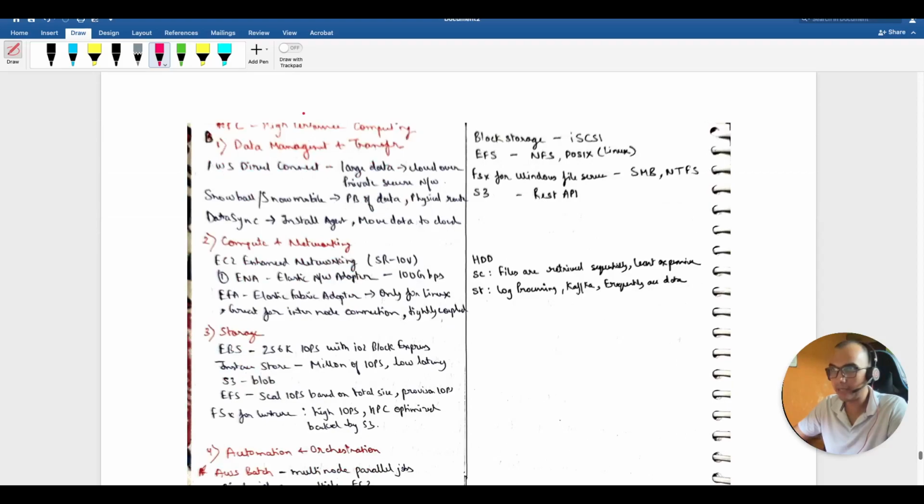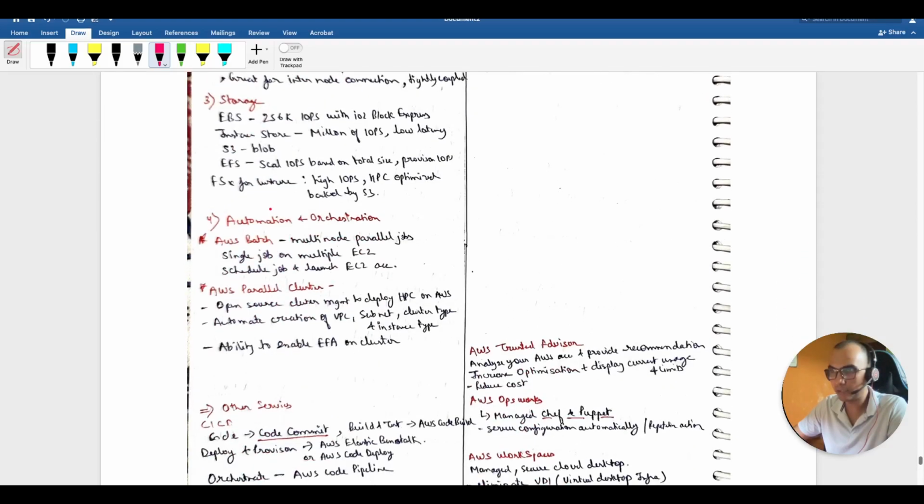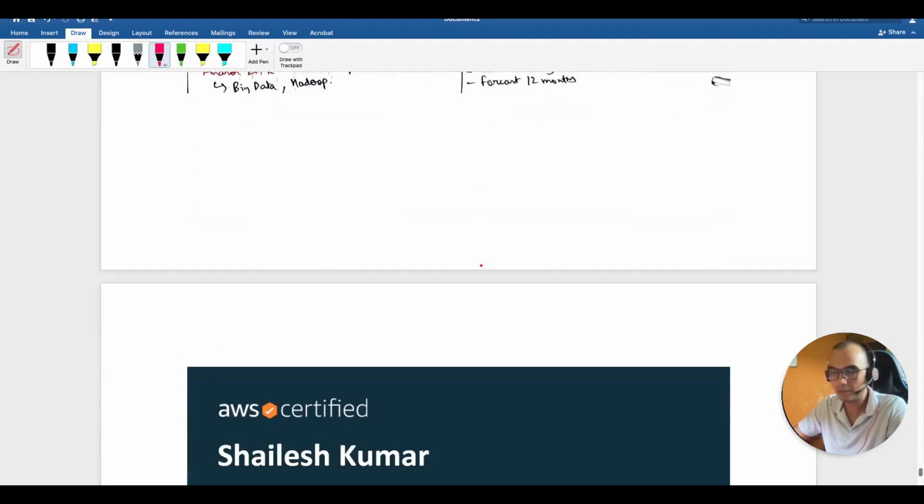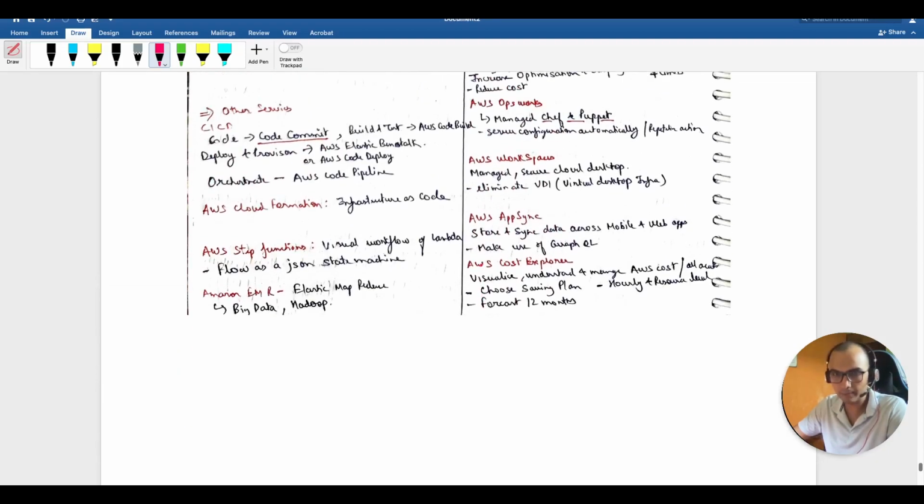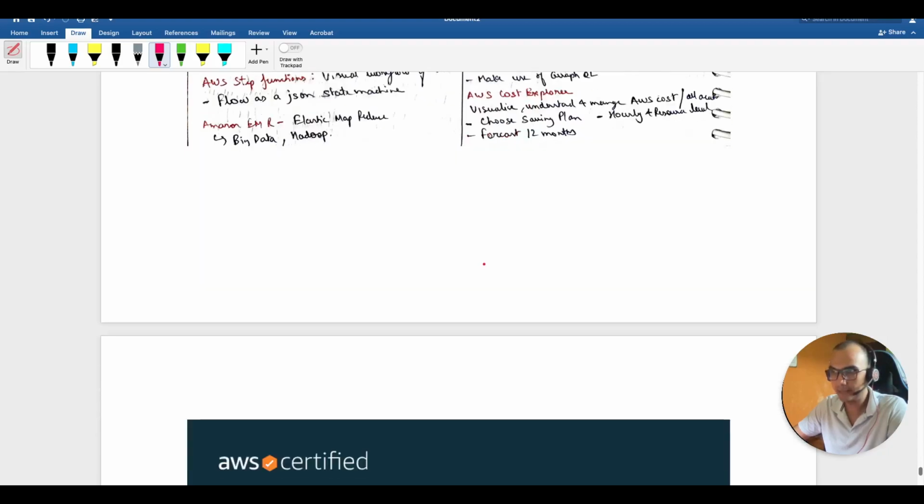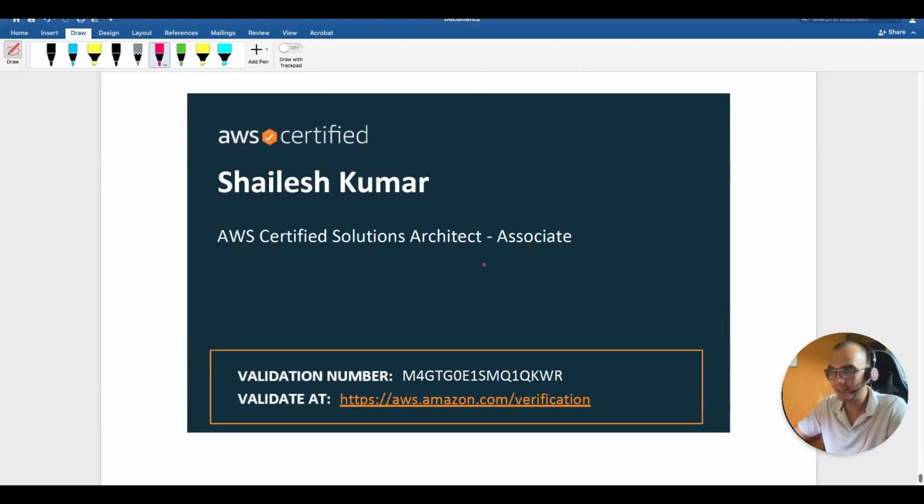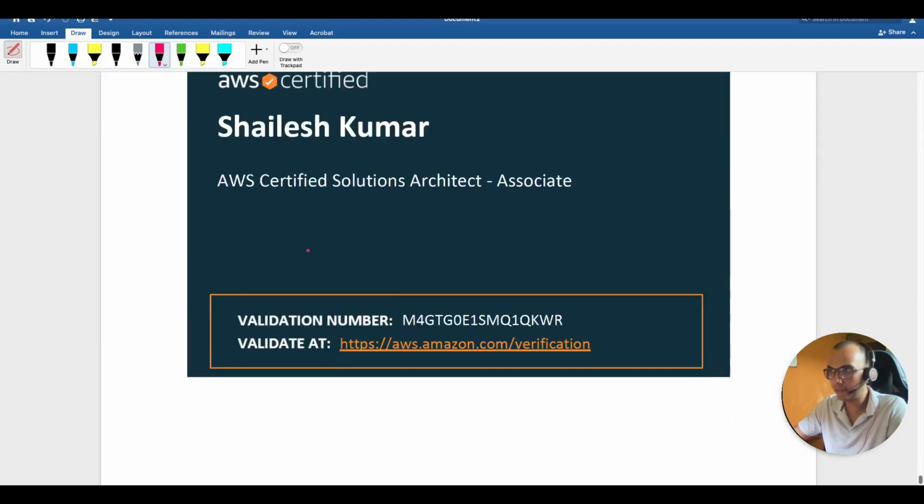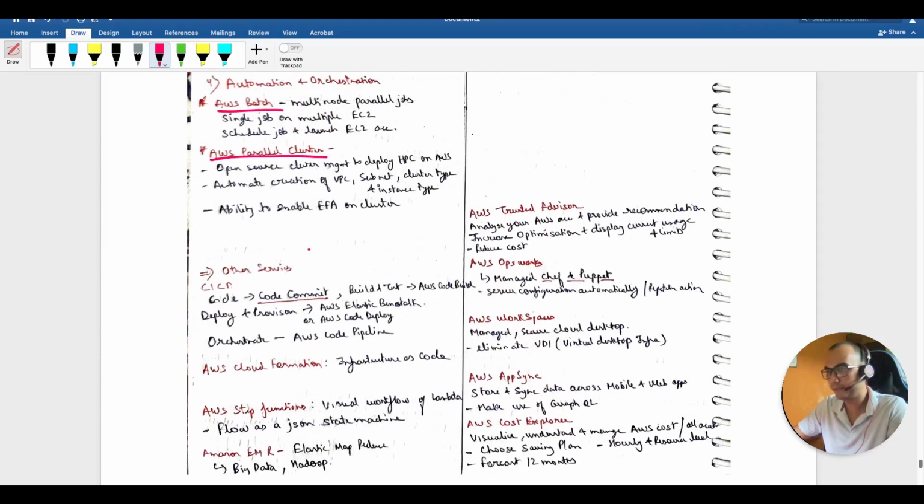After that, these are small notes regarding if you need automation, then you need AWS Batch, AWS ParallelCluster, and some other services. These are small services, but you should at least go through them. And after giving the exam, this is the final fruit of your efforts. So this was my certificate.